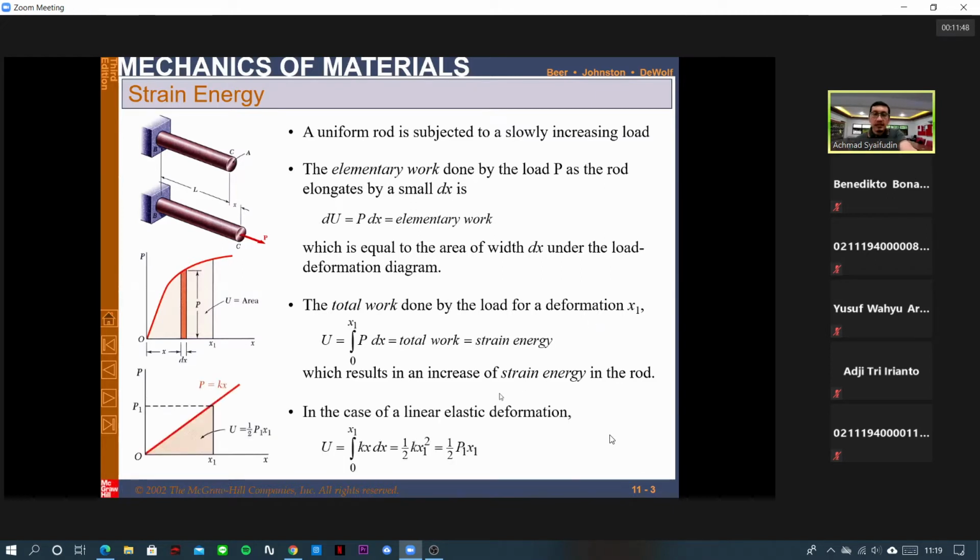In this case of linear elastic deformation, if we only focus on the elastic area, the strain energy is equal to this formulation: the load times the deformation.